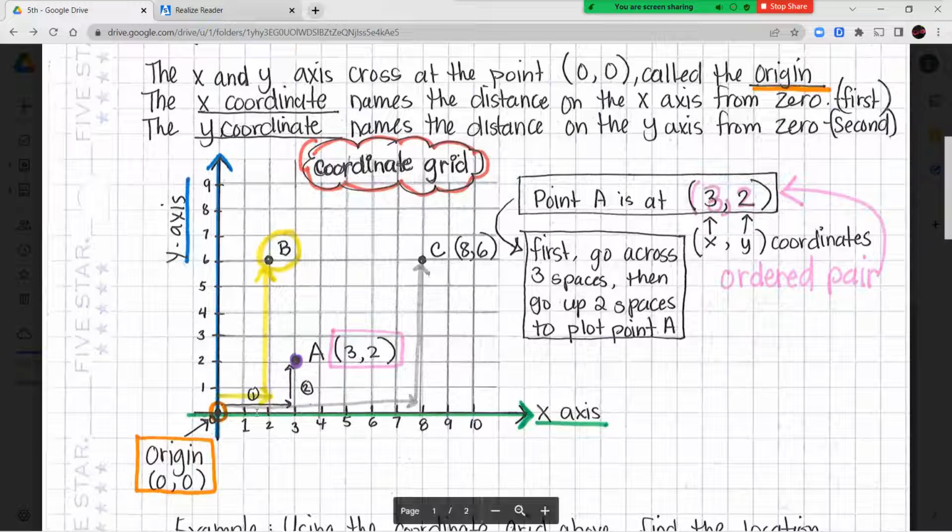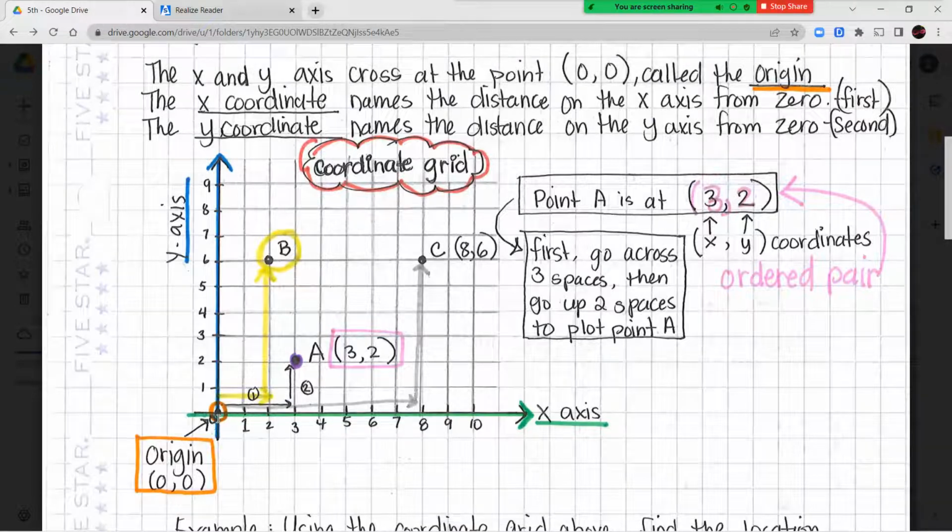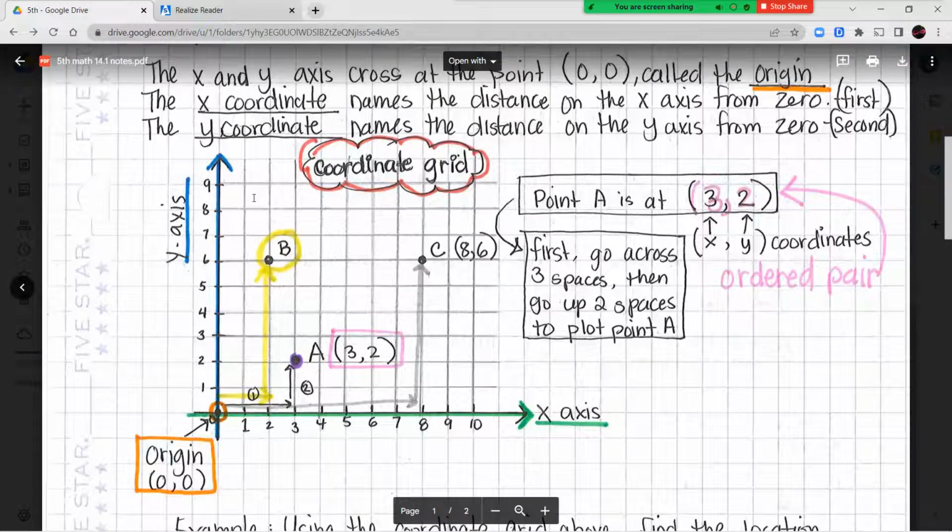So first we go across the x-axis, and then we go up the y-axis. Again, the x-axis goes across right and left. The y-axis goes up and down. Our origin is our 0 point, 0, 0. This whole thing is called a coordinate grid.